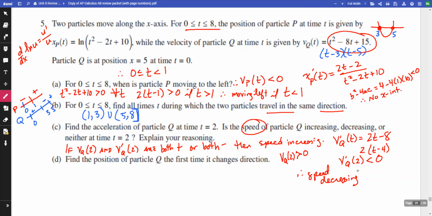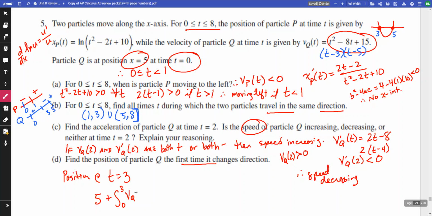And then lastly, find the position of the particle q the first time it changes directions. So we want the position at t equals 3, because t equals 3 is going to be the first time the velocity is 0. So the position at t equals 3. If we come through, we look, two particles move along, the position of particle q is x equals 5 when time is 0. So that's going to be 5, so x equals 5 when t is 0. So 5 plus the integral from 0 to 3 of the velocity q of t dt.